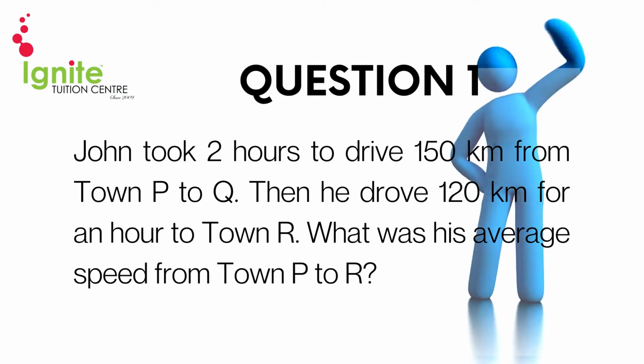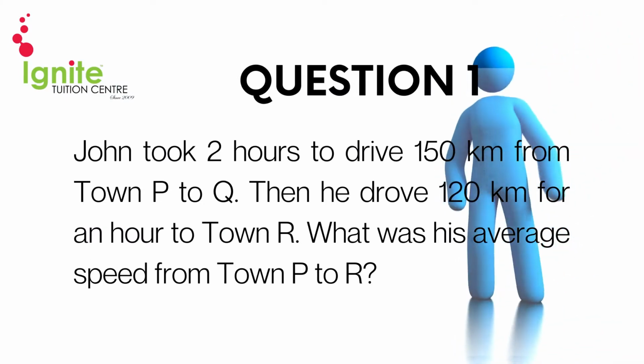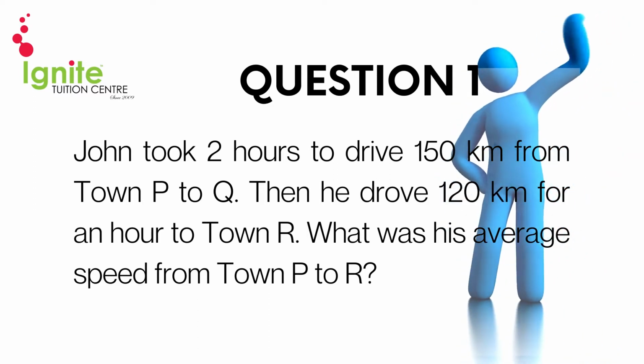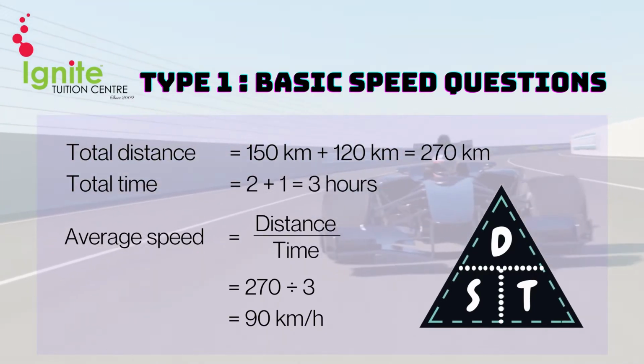Let us try question 1. John took 2 hours to drive 150 kilometers from town P to Q. Then he drove 120 kilometers for an hour to town R. What was his average speed from town P to R? Question 1 belongs to the first type, the basic speed questions.